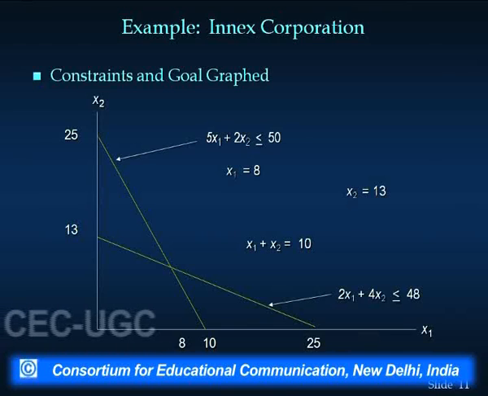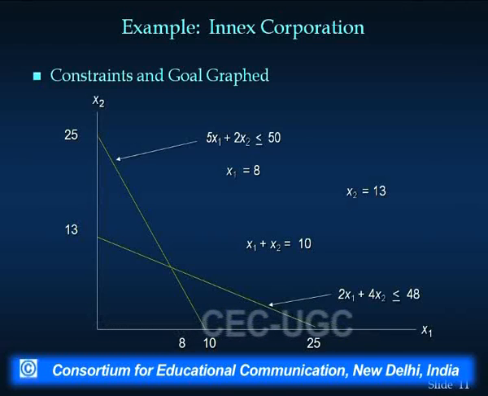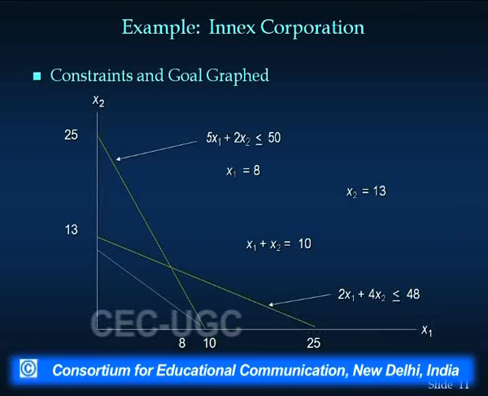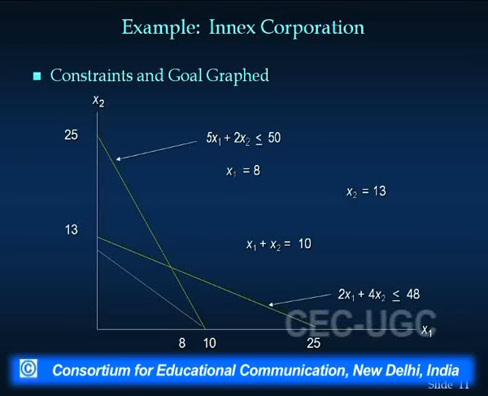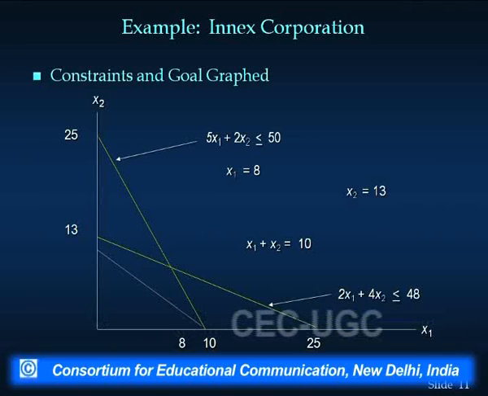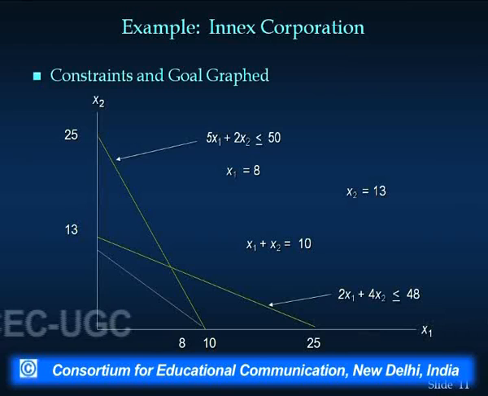As in the graphical solution of the linear programming problem, the same method is used in goal programming. The first line is marked here, 5x1 plus 2x2 less than 50, and the second line is again for the constraint 2x1 plus 4x2 less than 48, because 50 hours and 48 hours are the limiting factors on the availability of hours on the two machines, and these two constraints are marked. In our linear programming problem, the lower envelope where they intersect is the feasible region.